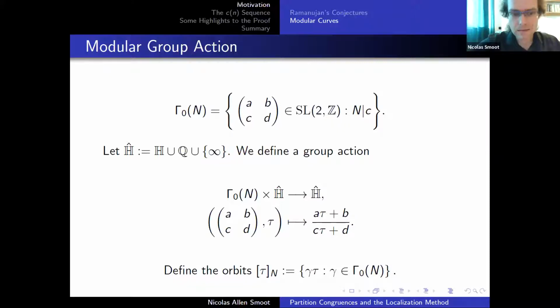And now let h hat be the upper half complex plane in union with the rational numbers and infinity. And you can think of infinity in this case just like 1 over 0. In this case, that's a fairly okay way of thinking about it. So we can define a group action on h hat by gamma 0 n. Right? And everyone knows this. A, B, C, D applies to tau. It's just A tau plus B over C tau plus D. And I can define an orbit of a given tau as just the set of all gamma tau for gamma in gamma 0 n.